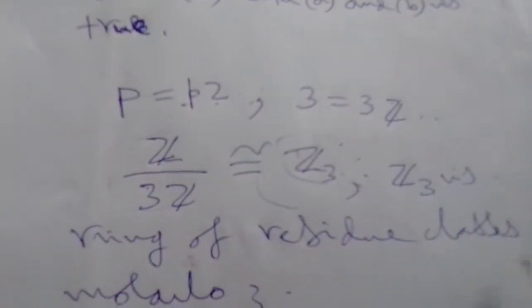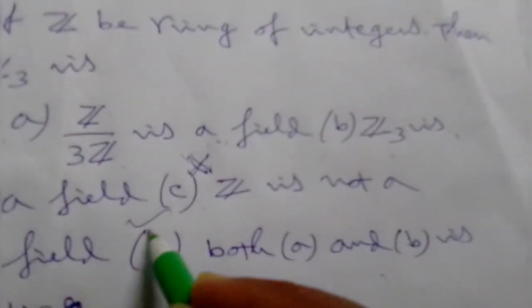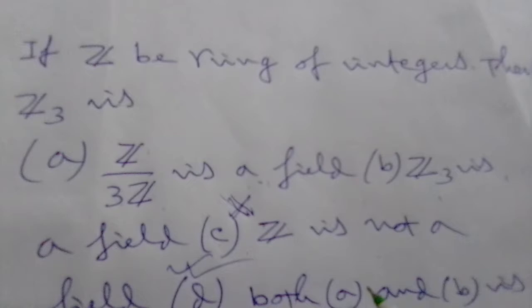So this Zp, that is Z3, is a field, and here this result and this result are the same, isomorphic, so both A and B are true. So obviously number 4 option is correct.